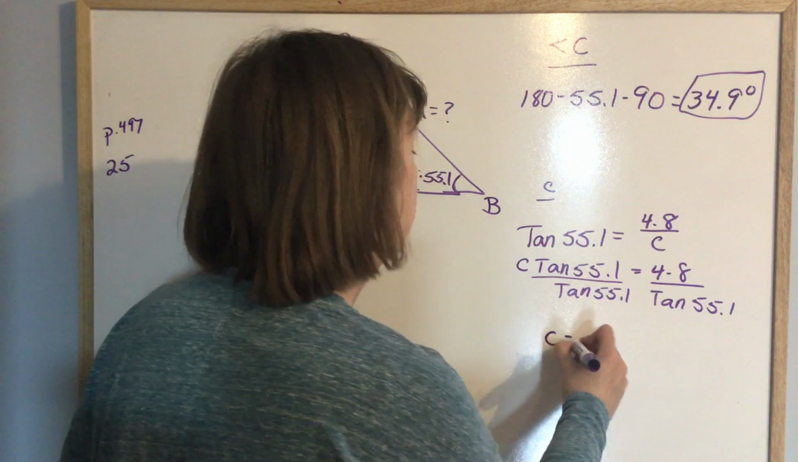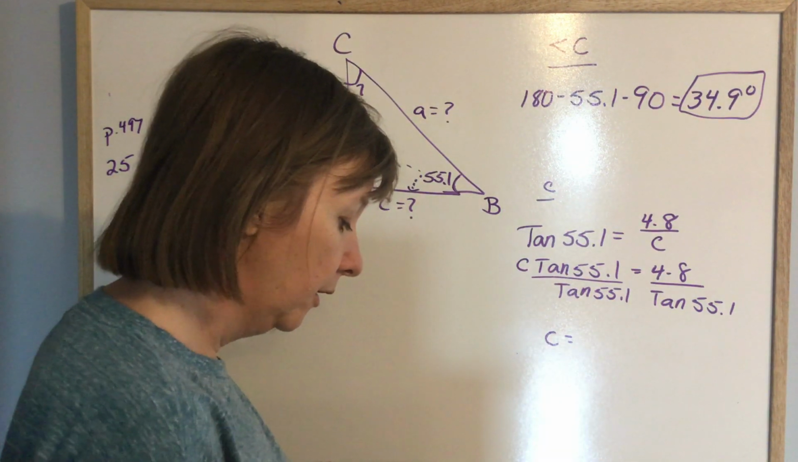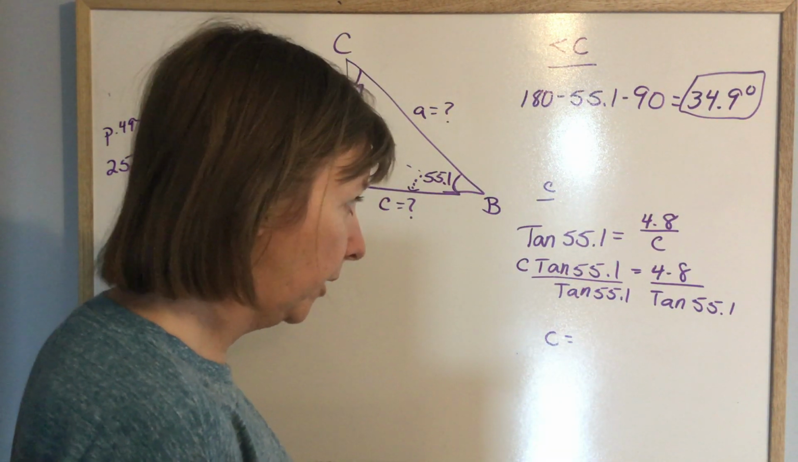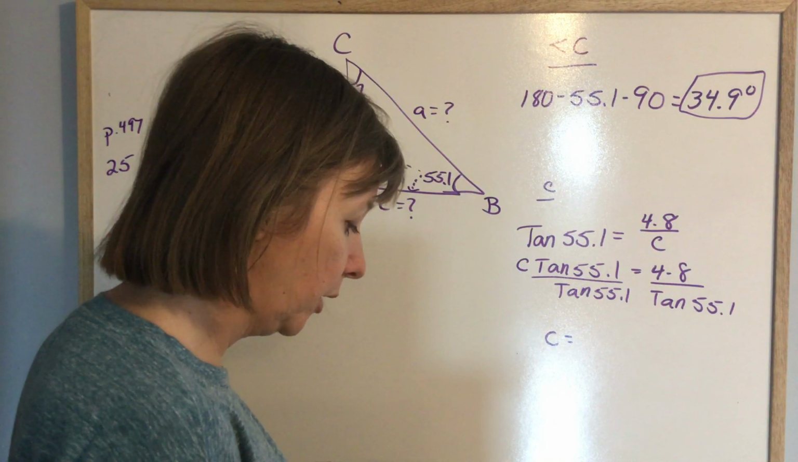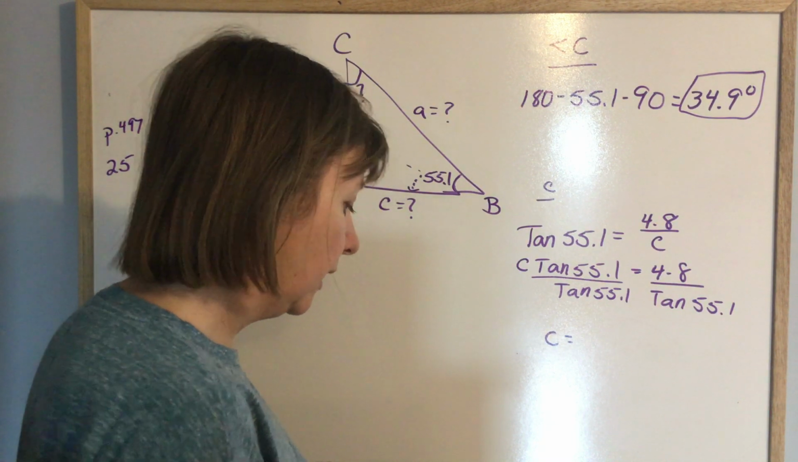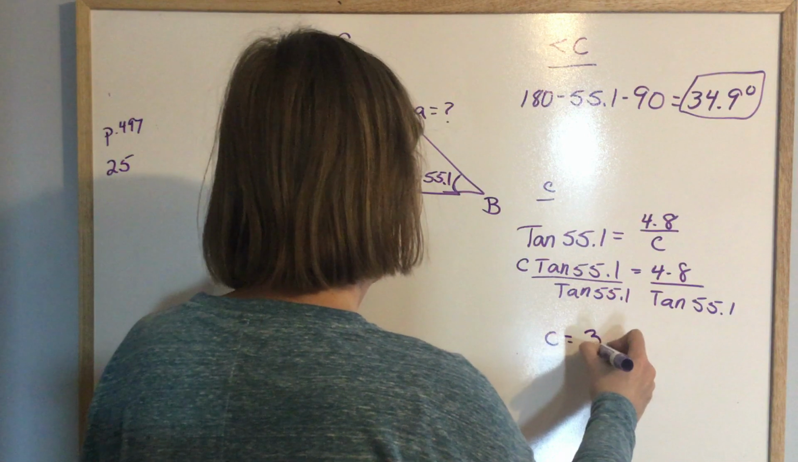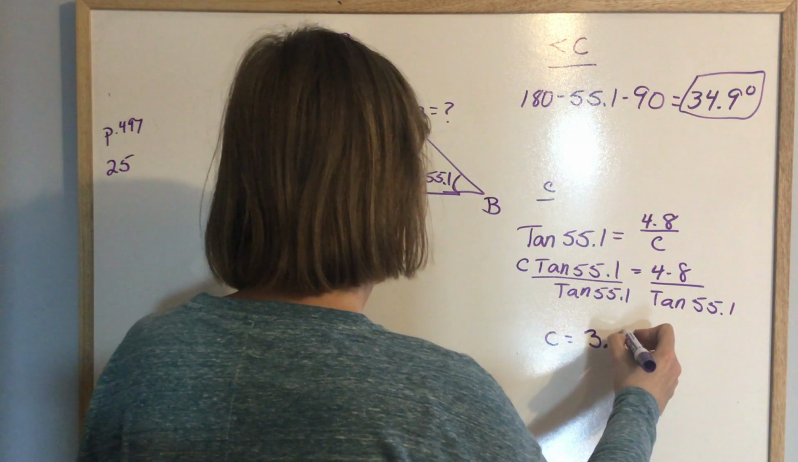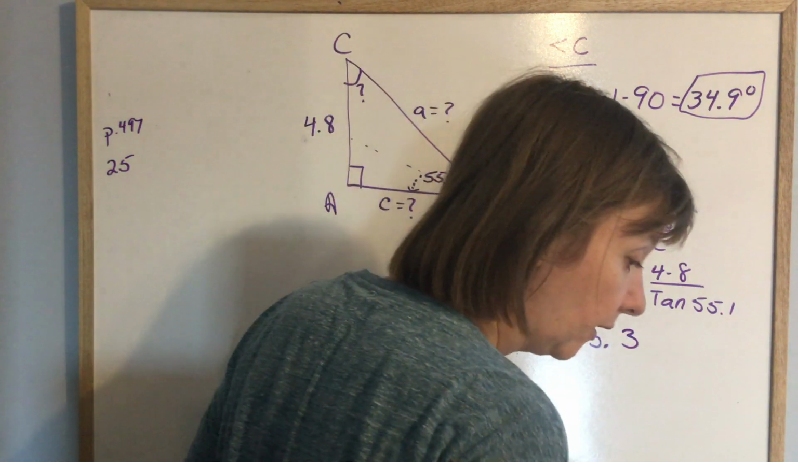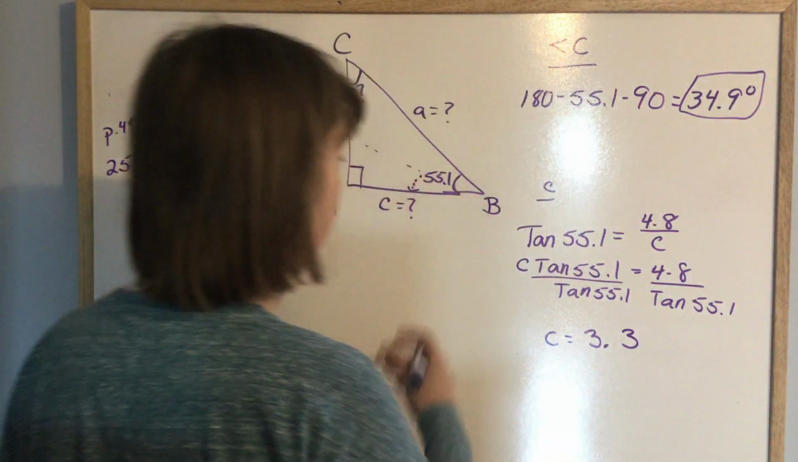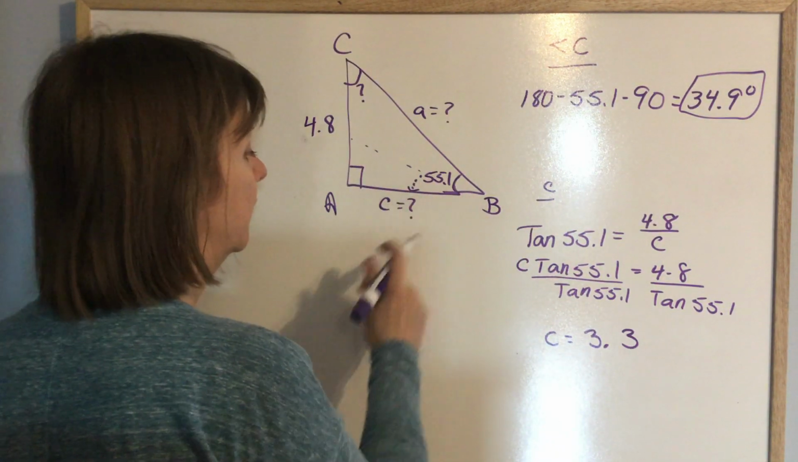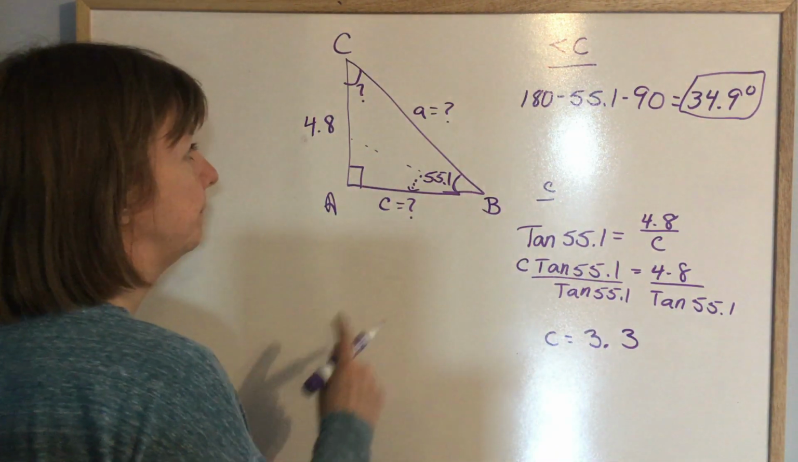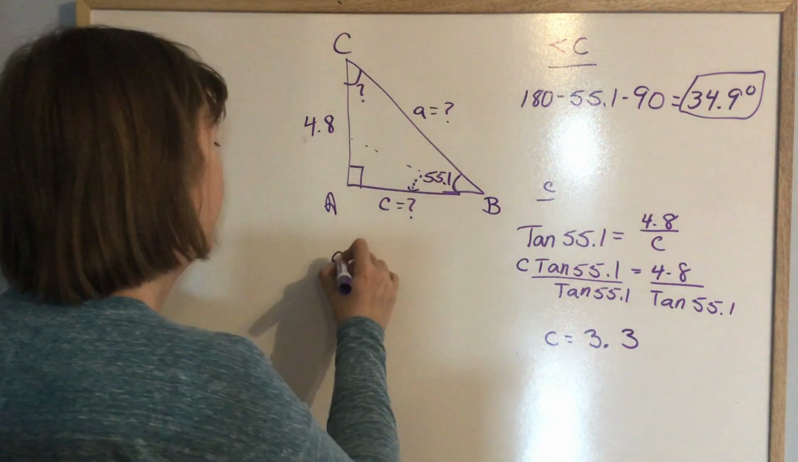And so C will be 4.8 divided by tan of 55.1. And I get that that is 3.3. And they say round answers to the nearest tenth. So there we go. C is 3.3. So now I'm going to look for A.